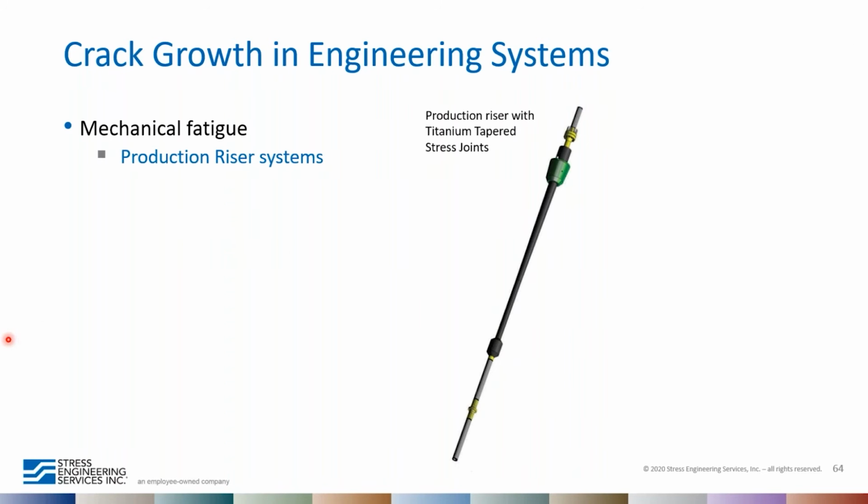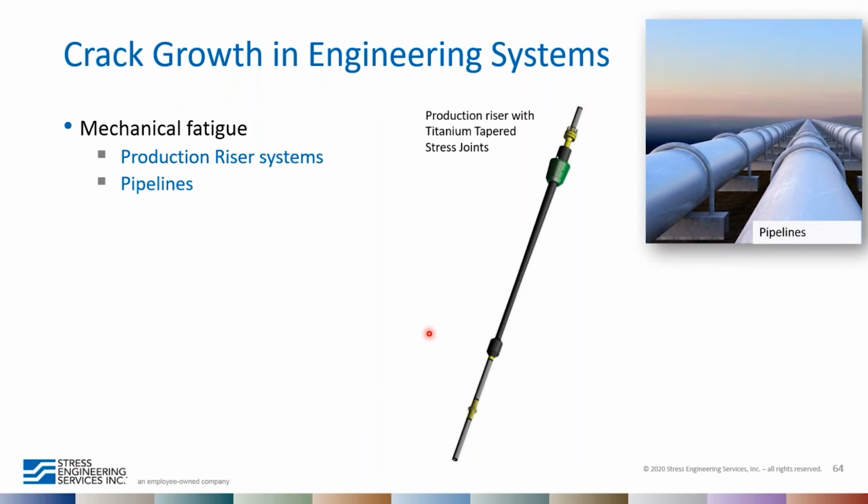All right, so in engineering systems, fatigue crack growth occurs in systems that are subject to cyclic loading. Examples include mechanical fatigue in production riser systems. This is due to the action of the vessel motions and the waves and the wind. At the top of the production riser, you might have a titanium stress joint. So these components see a lot of fatigue.